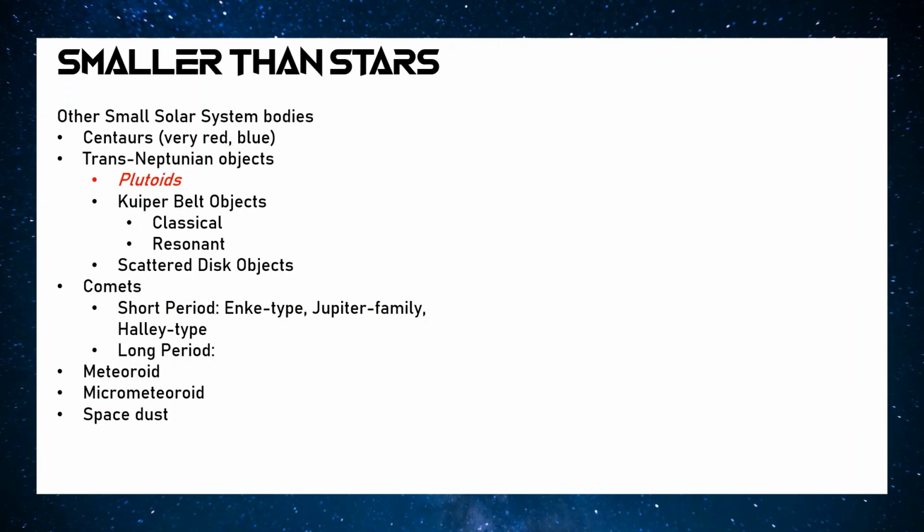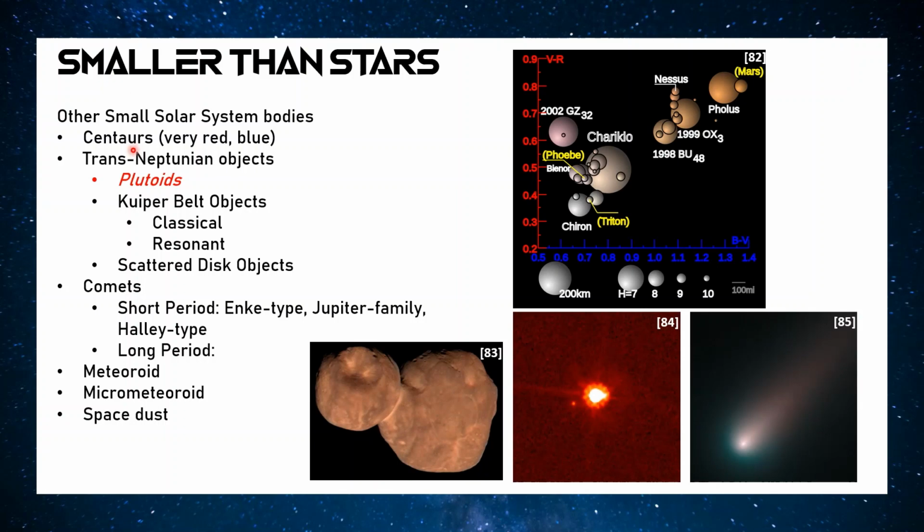First of all, there are centaurs, which are objects that orbit between Jupiter and Neptune and cross the orbits of one or more giant planets. This is what makes them different from, say, Trojans or other types of things. They are very unstable objects, and their colors are based on apparent magnitude. There are 2 types, very red and blue, which you can see. This is the scale here, for example, where you have different centaurs based on their color.